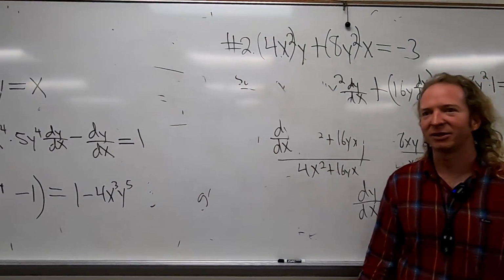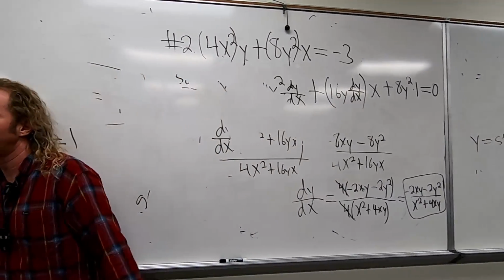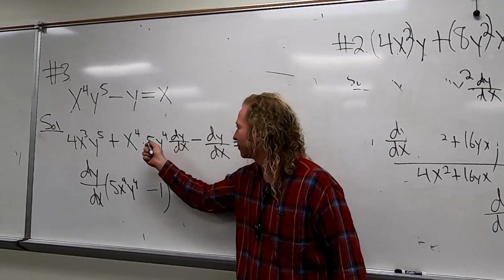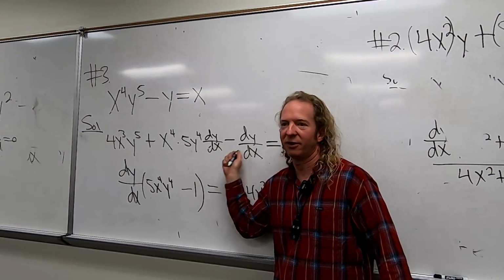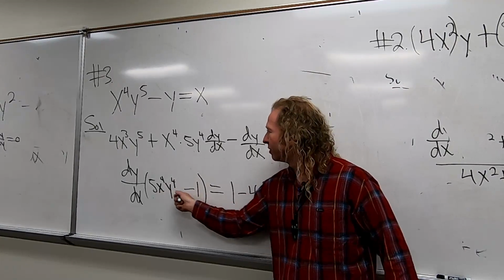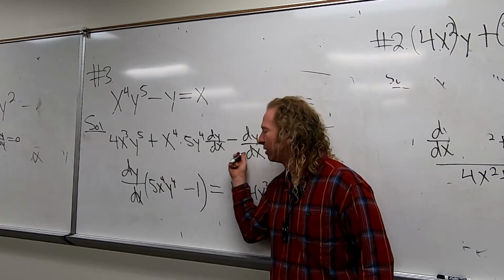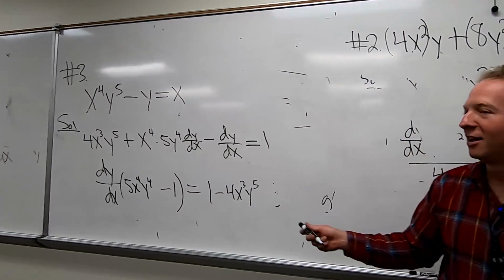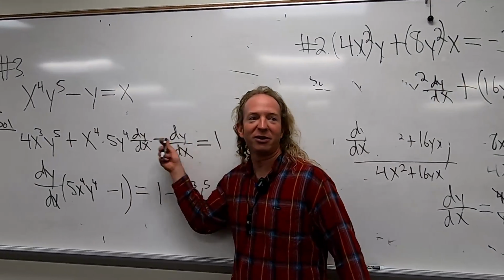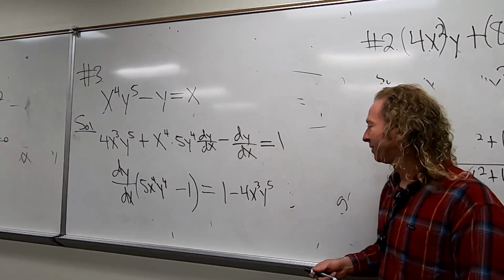Did I do that right? I think so. Yeah. Subtracted this over here. Pulled out dy dx from this and from this, right, from both of these. So it's fun to do that. And then this came over here, right? This came over here. All right.